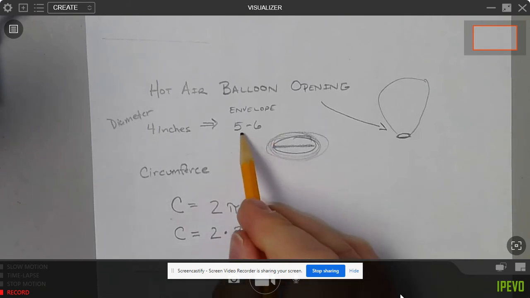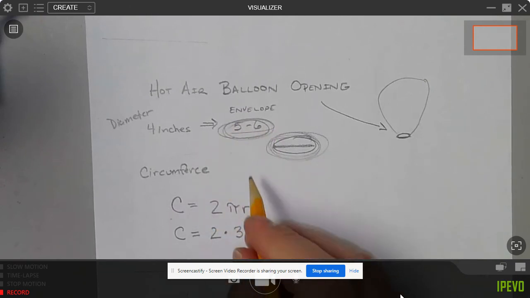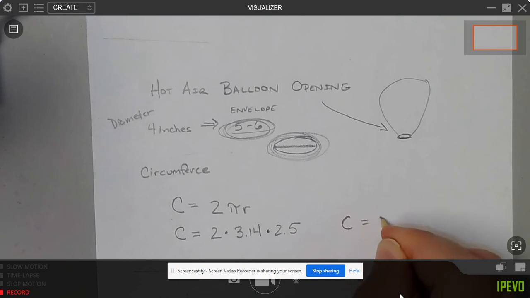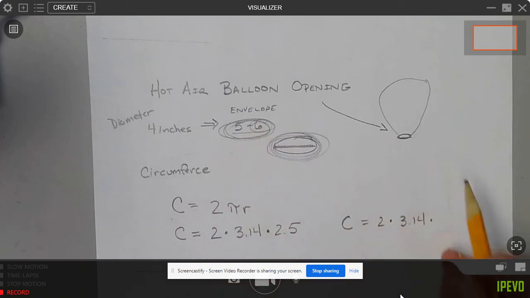And the radius here, well, this is diameter, half of 5 is 2.5. And then the other way of looking at it is 2 times 3.14 times the half of 6, which is 3. And so we come up with a number that is roughly 15.8 inches. And over here, we get it to be about 19 inches.